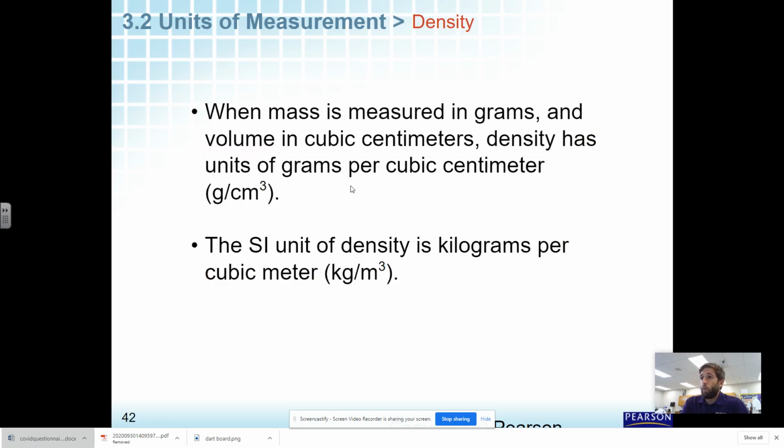So we have different units for density. The SI unit for density, the second bullet here, is kilograms per meters cubed. And that's because the kilogram, as you should know, is the SI unit for mass, and the SI unit for volume is meters cubed. So that's why it's the SI unit for density. But we're not going to use that. We are not going to use kilograms per meters cubed. We're going to use either grams per centimeter cubed, is what you see right here, or grams per milliliter.